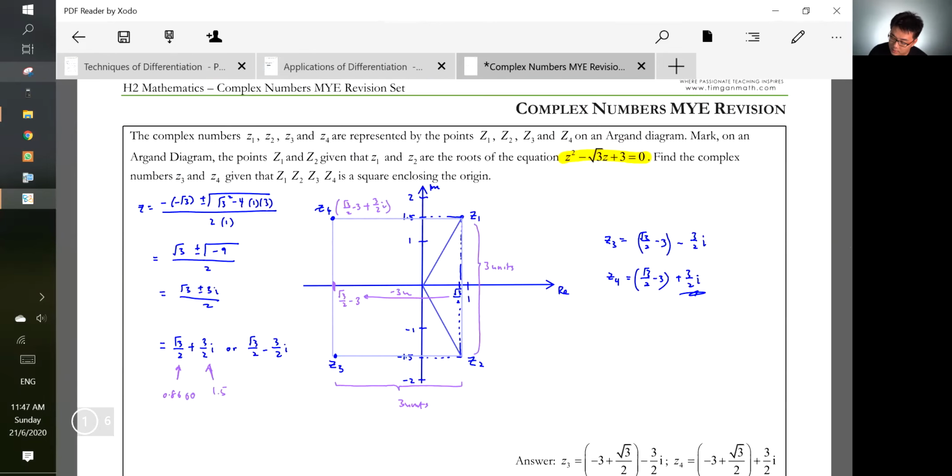If this is Z1, Z2, if you label Z1, Z2 like mine, then this should be your Z3, Z4. If it's the other way around, if your Z1 is below and your Z2 is above, then your Z3 and Z4 should be swapped. Okay, that's about it.